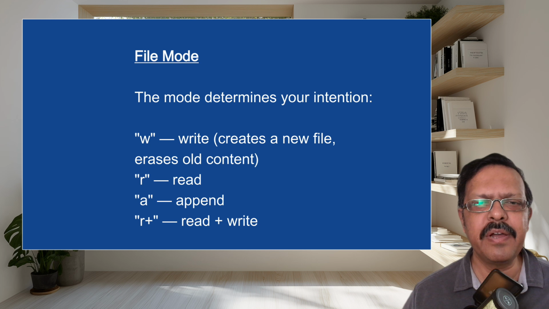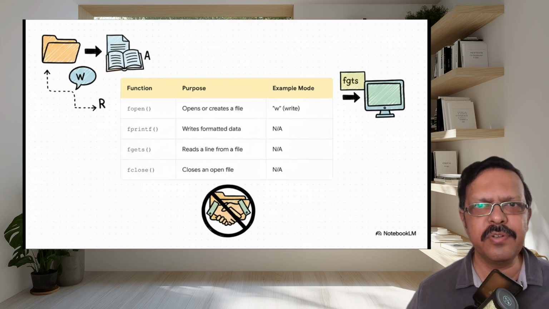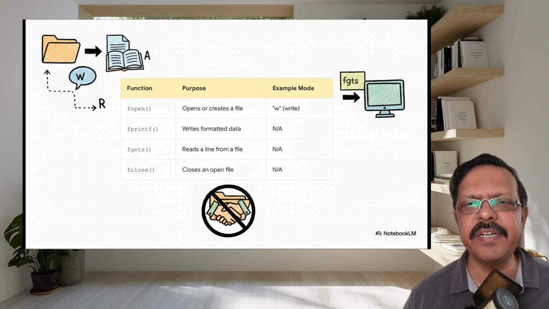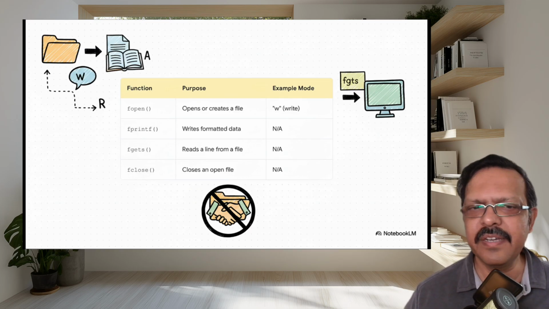So that's how a file pointer works. You get a file pointer to your filing cabinet, and using the file pointer, you can do read, write, append of data types. We'll go into the details of that a little later.